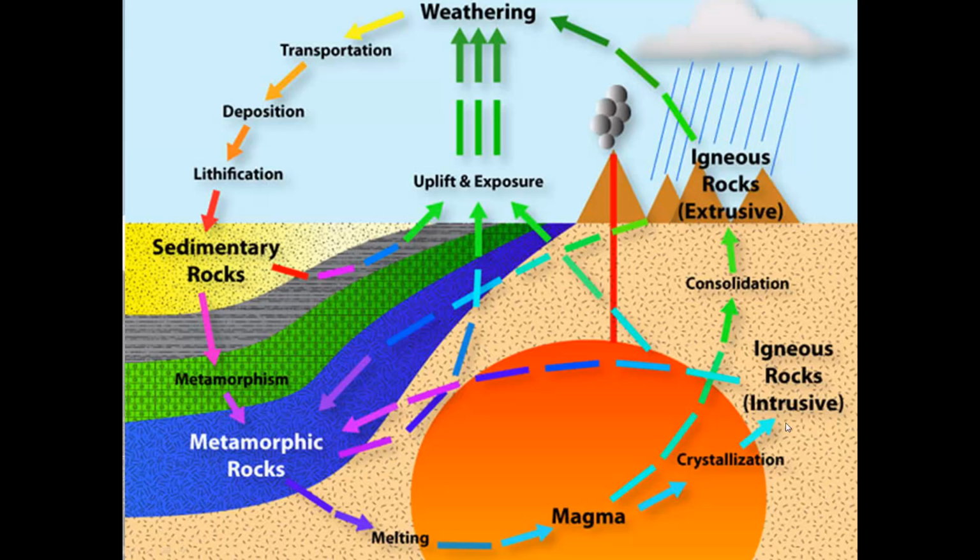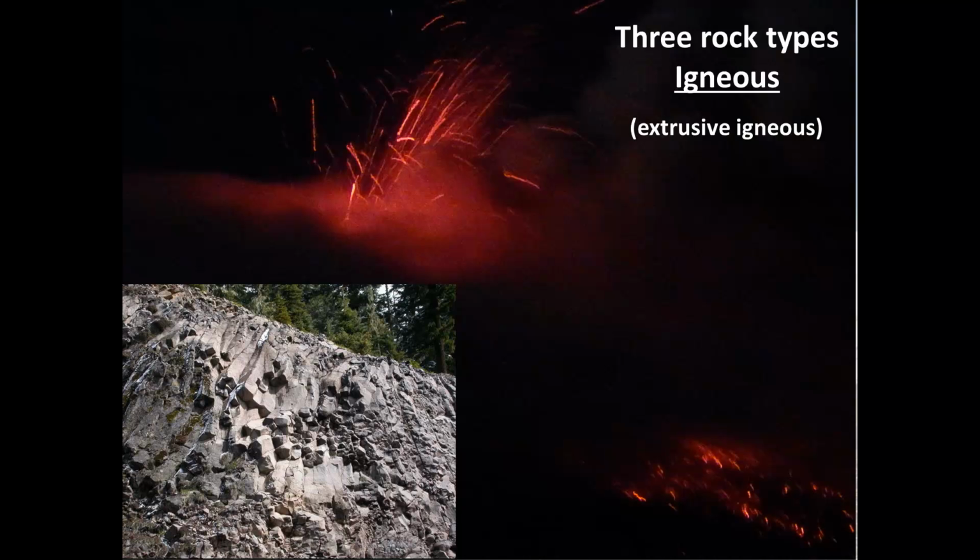So intrusive igneous rock often has very large crystals, and I'll show you that, because if a mineral cools very slowly, it can form a very large crystal. But if it's shot out and cools very quickly, then the crystal, you can hardly see the crystals at all. So we'll now go through those rocks and check them out one at a time.